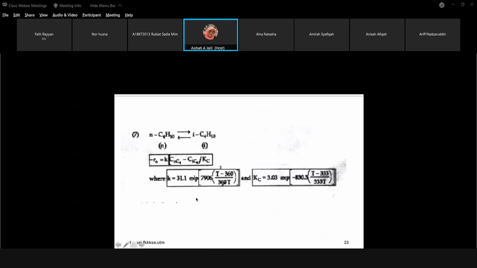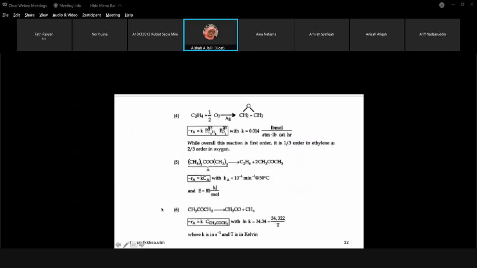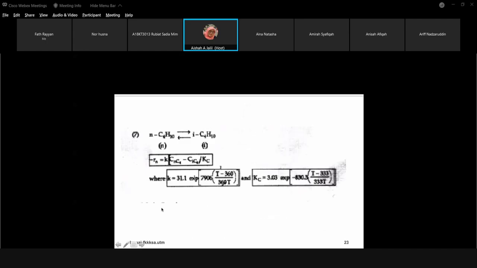Okay, this is also an example for the first order. Somebody was asking me about the reversible reaction, right? This is number 7, and this is number 6. Then number 7. All of this is about the first order. So this is about the first order also. So this is also a first order reaction.